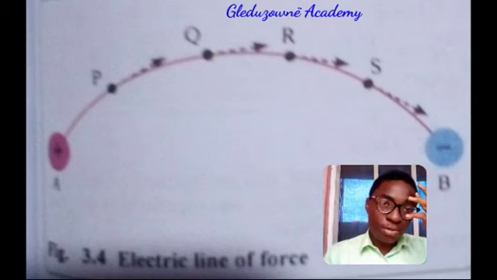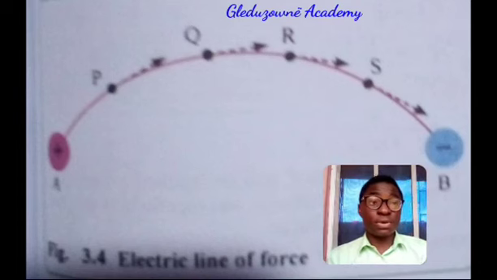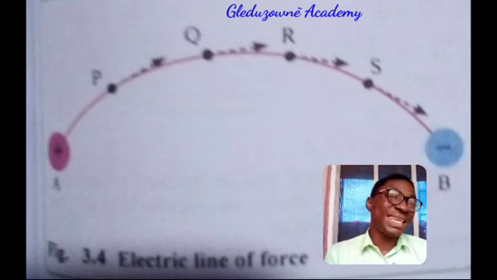The reason we are falling back on mathematics is because physics and mathematics are quite tied together. You get it? So let's move back to this concept of the strength of an electric field.